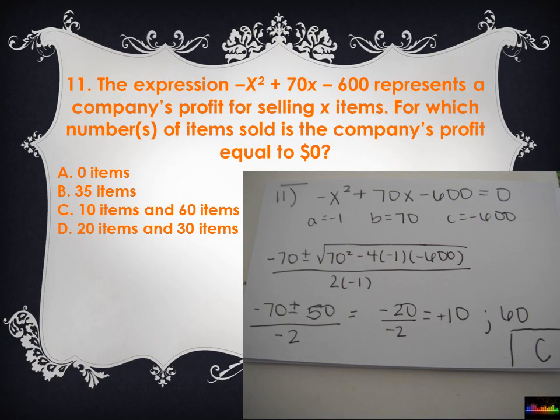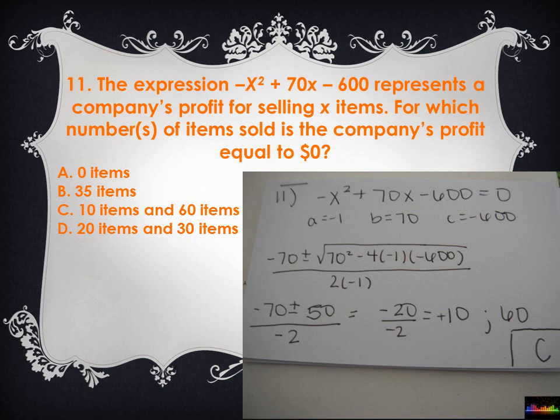This problem is a word problem that talks about companies' profit for selling a certain number of items. The profit is our y. The number of items we sell is x. So this question asks us to find the number of items sold to get a profit of $0. So that means our y value is 0. So you are going to take this quadratic expression and you are going to set it equal to 0.